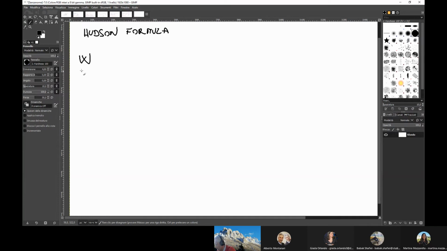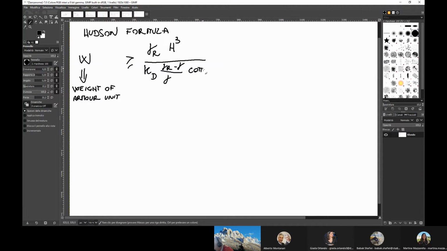You don't need to learn it by memory for the exam. It's an empirical formula and it is expressed in this way. W, what is W? W is the weight of a single armor unit. Okay, this must be greater than gamma R H cubed, divided by a coefficient K_D times ((gamma R minus gamma) divided by gamma) cubed, times cotan beta.